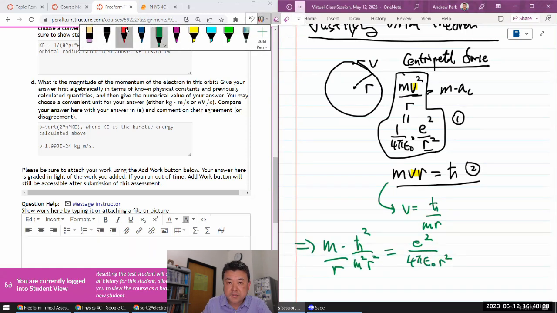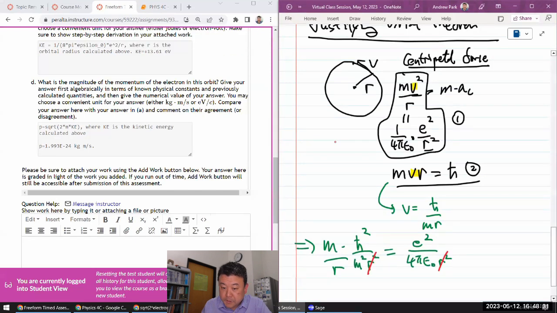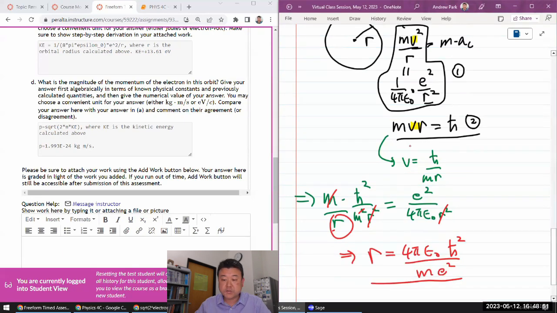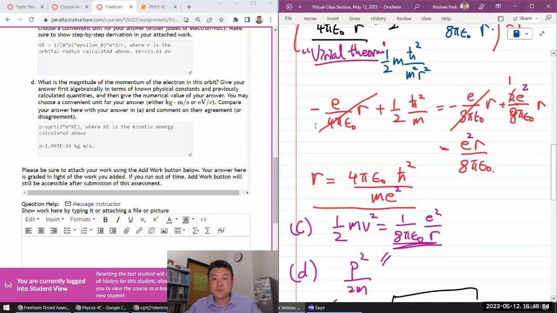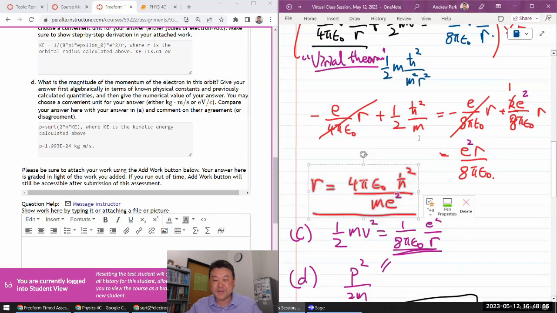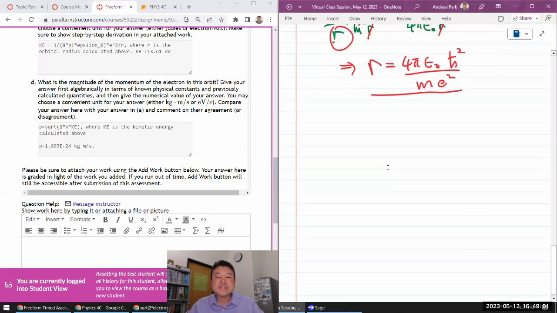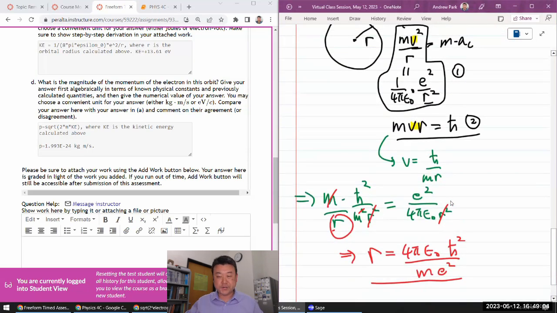Let me cancel out the things that cancel. Then solving for r, the sole factor of r here, you end up with r equal to 4 pi epsilon naught h bar squared over m e squared, which is what I derived up above using a different set of expressions and a more advanced approach than what's necessary for this. So this is how I would recommend that you do it.